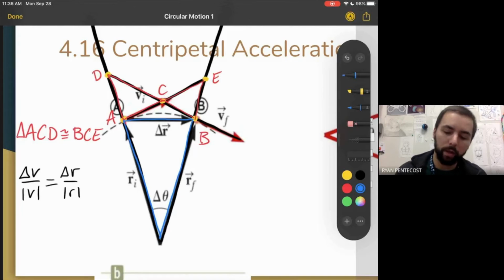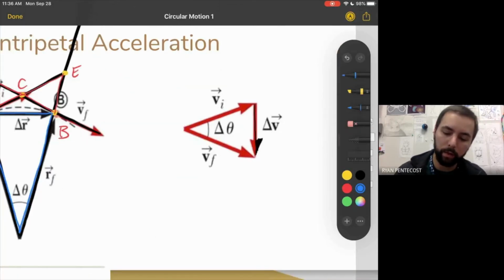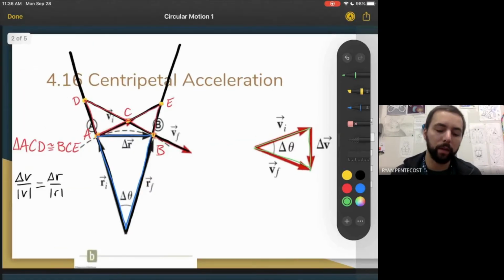We could say that, let me erase that guy there, that would be congruent, or equal, to the relationship of this triangle: delta V divided by the length of the V vector is the same as delta R divided by the length of the r vector. All of that is from this triangle relationship, which is not a huge deal to say, right?